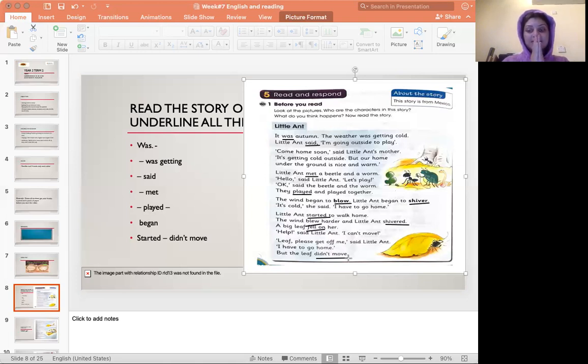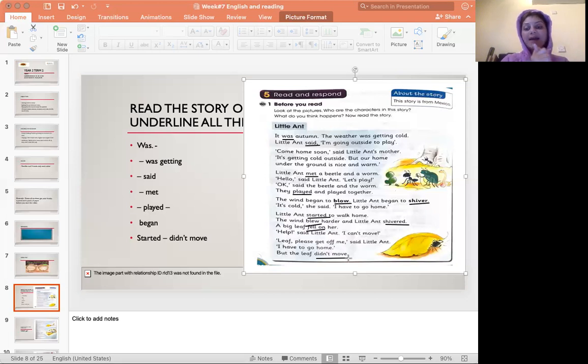Then something happened. What is that? There was a problem. She couldn't go home. Something prevented her from going home. A leaf fell on her. Okay? This leaf didn't let her move and go home. So we have a problem here. So what is the title of the story? The title of the story is Little Ant.